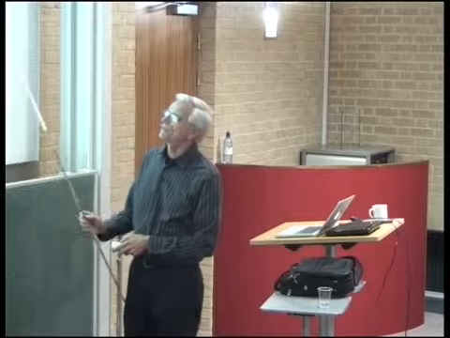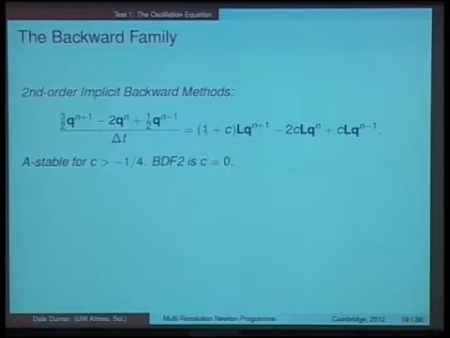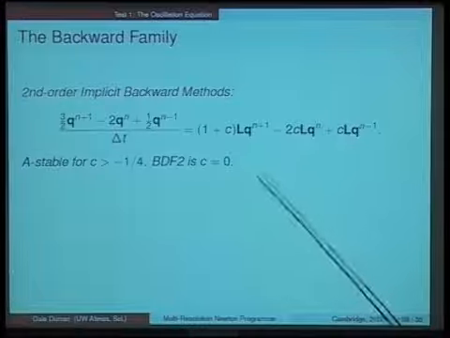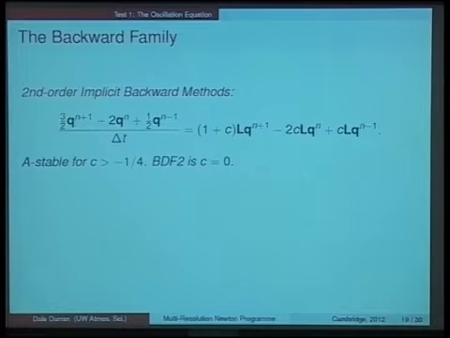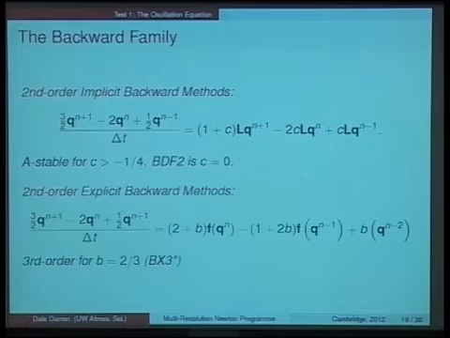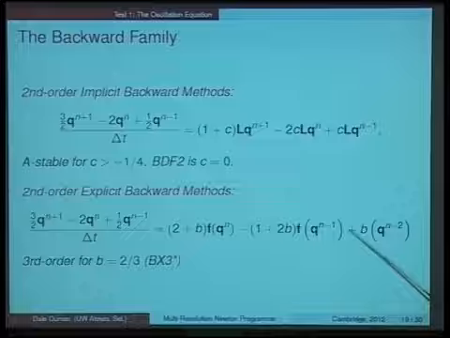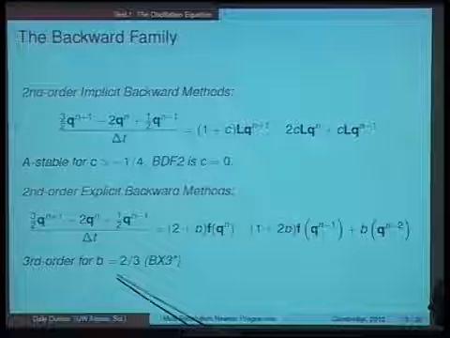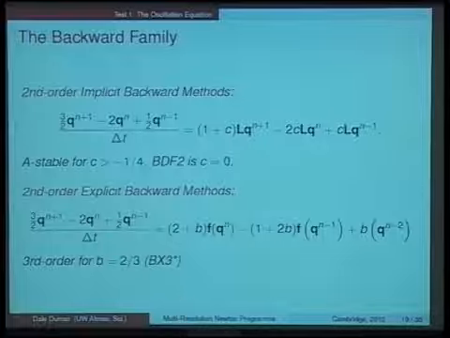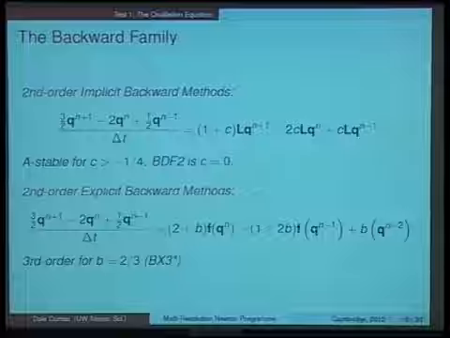There's a backward family as well, and the backward family looks like this. It's A-stable for c greater than 1/4, where c is our parameter. The BDF2 case is c equals 0, knocking off that term and that term. And the second order explicit backwards methods would take this general form. There's a third order one available when you choose b equal 2/3 that has been used in various contexts as well.